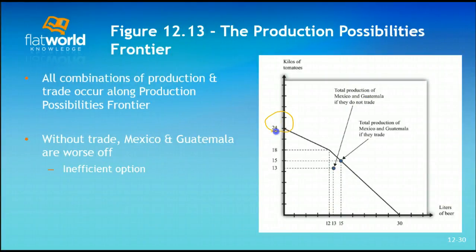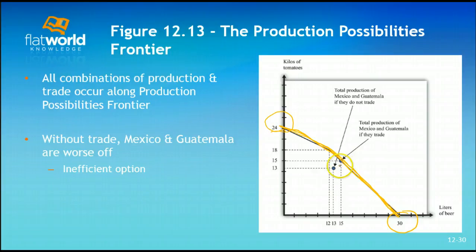This is if both countries specialize in tomatoes. This is if both countries specialize in beer. That's where they intersect on the two axes. And then along this frontier are all the different combinations of Mexico's and Guatemala's production, assuming they trade.